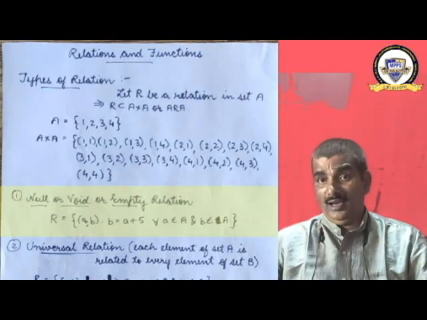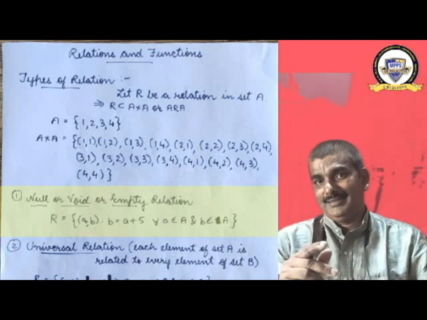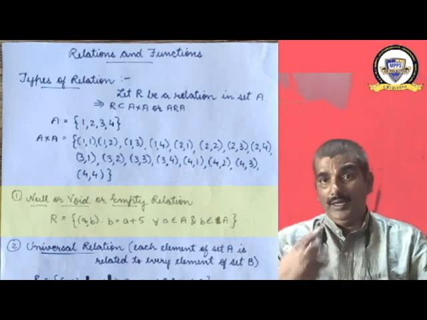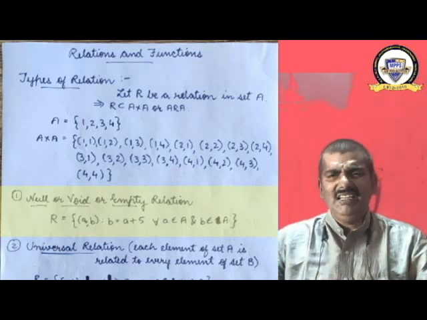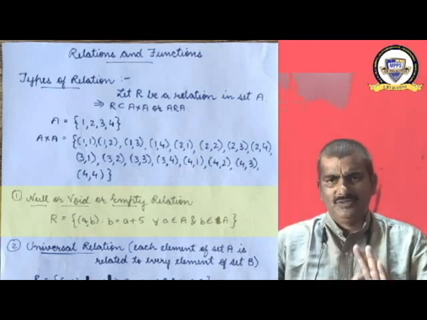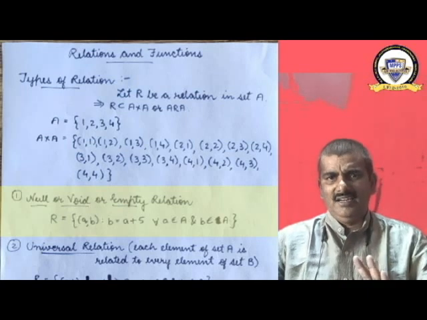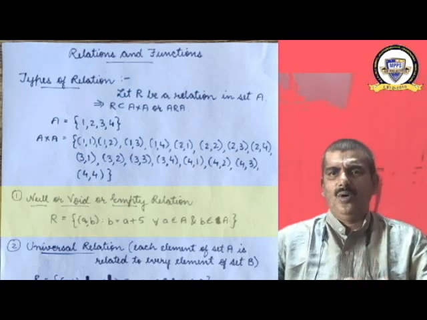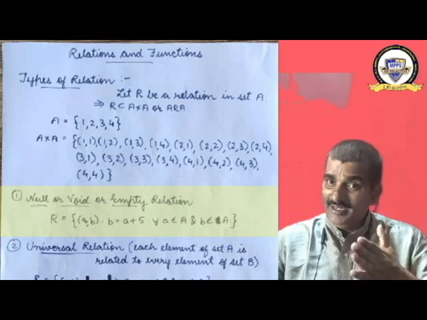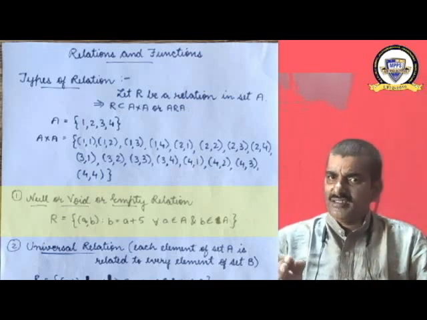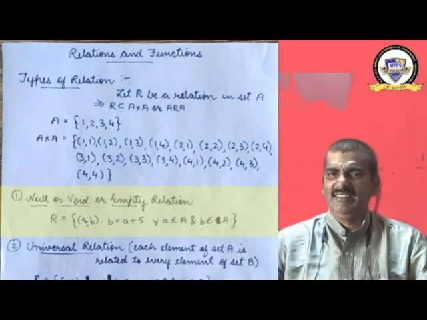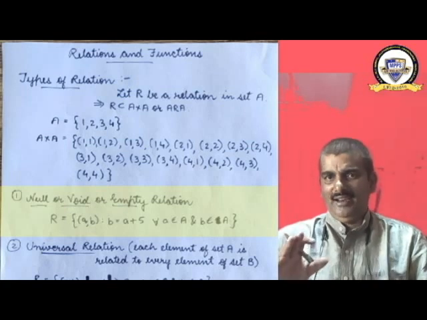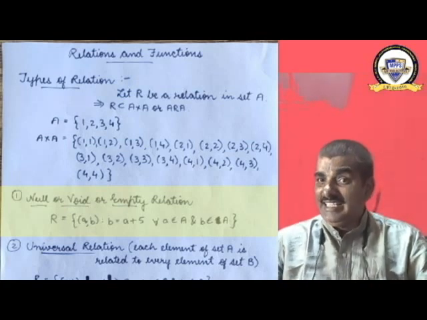Types of relations. The first type is the null or void or empty relation. If there isn't any element in the subset, in the relation, that type of relation is called the empty relation. That word itself will provide you the correct meaning of empty relation, void relation, null relation. There should not be any element in that relation. That relation is called the empty relation.